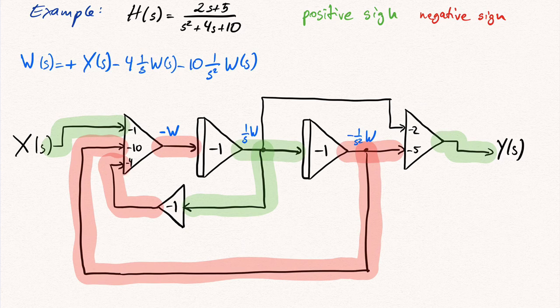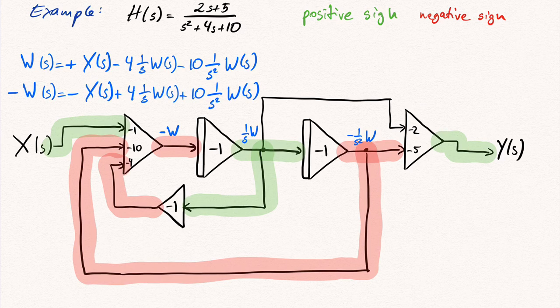We want to ensure that the signal W(s) is equal to plus X(s) minus 4 times 1/s times W(s) minus 10/s² times W(s). This can be rewritten as minus W(s), which is the output of the first summer, equal to minus X(s) plus 4/s times W(s) plus 10/s² times W(s). Hence, the input signal X(s) should be multiplied with the amplification factor -1. This is indeed the case.